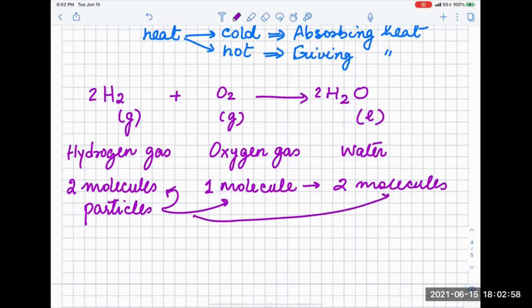two molecules of water. And so again, these are the particles, two molecules of water. So that is a chemical reaction. Now, how do you know?